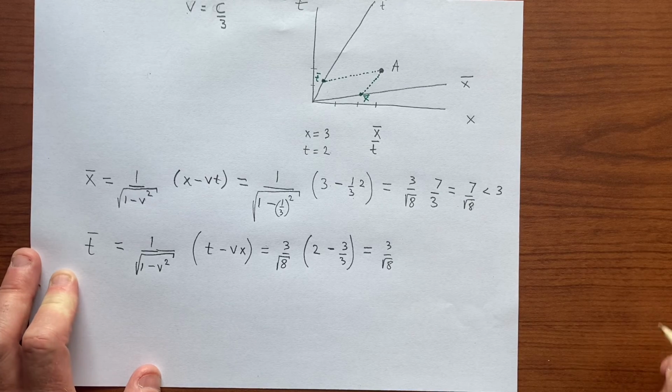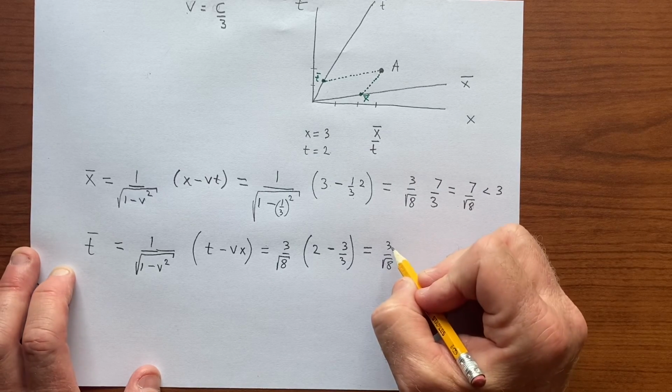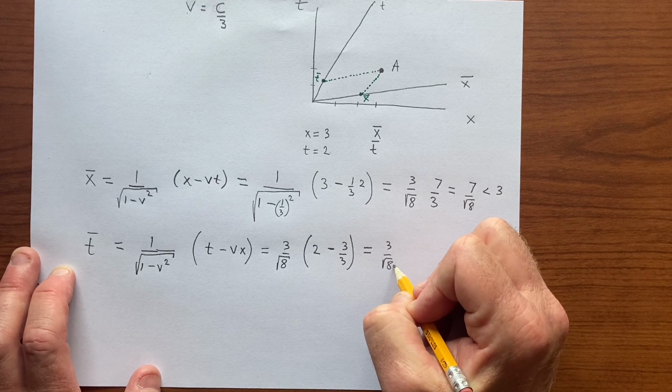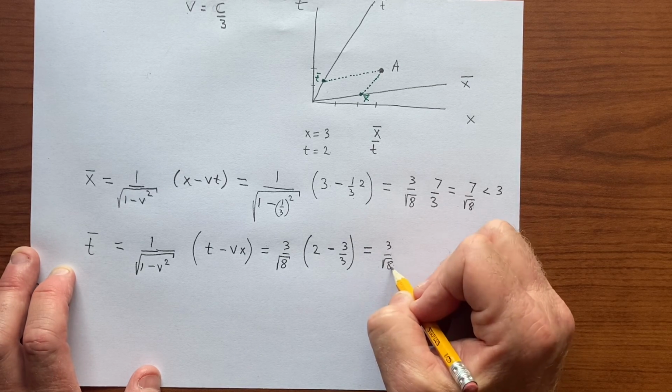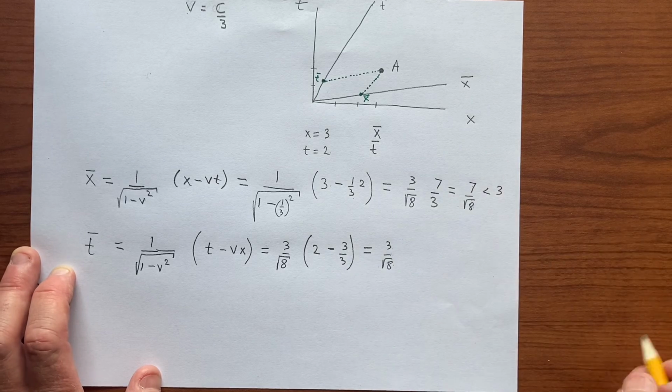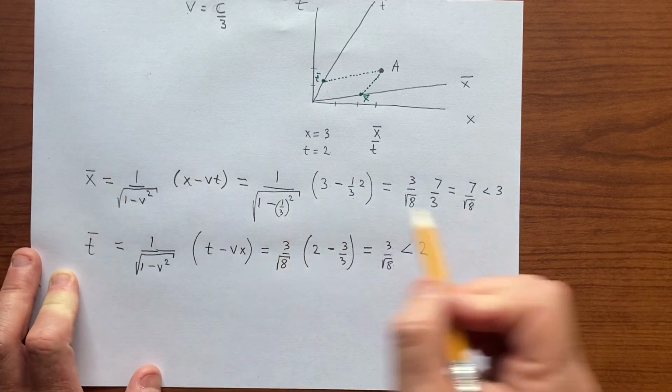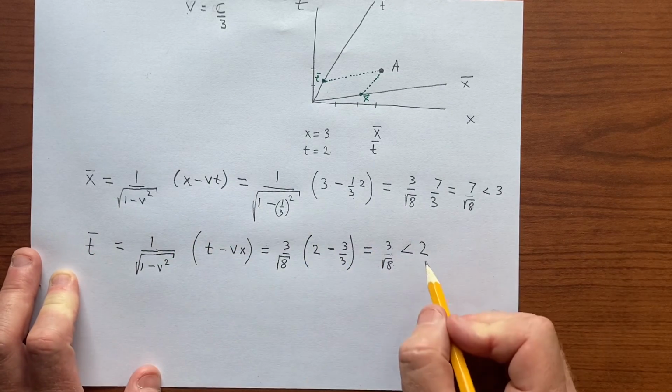And that is, right, again, it's 3 over 2 times square root of 2. So that's 1.5 divided by the square root of 2. That's a little bit greater than 1, so it's also less than 2. And so we can see that we have x bar less than x and t bar less than t.